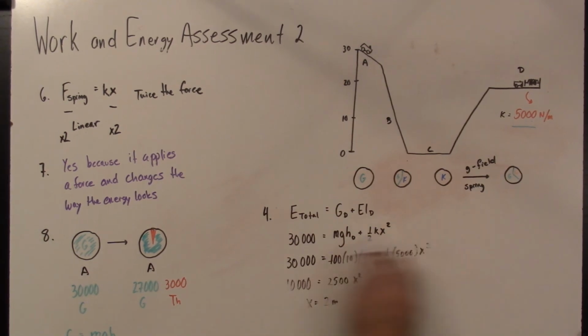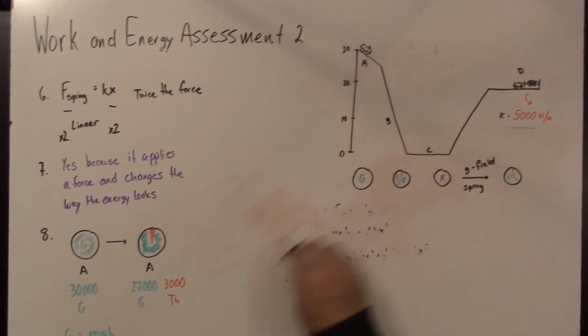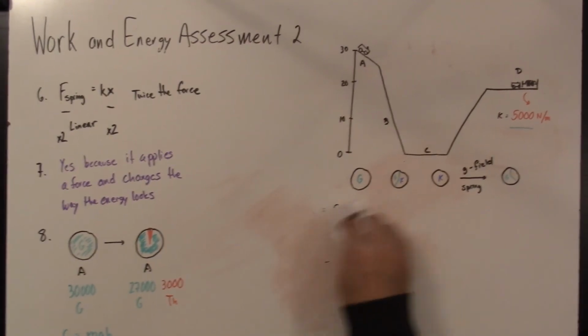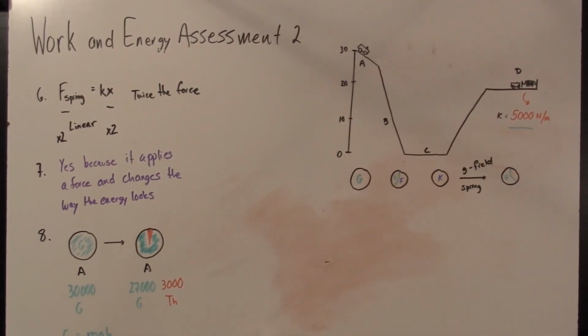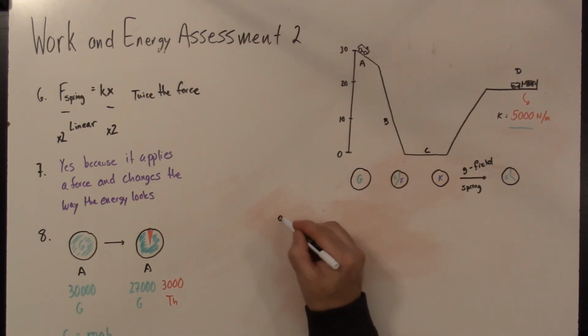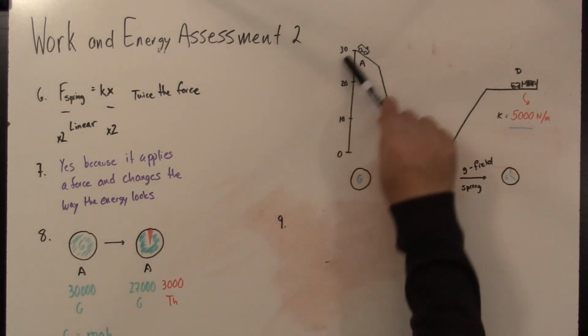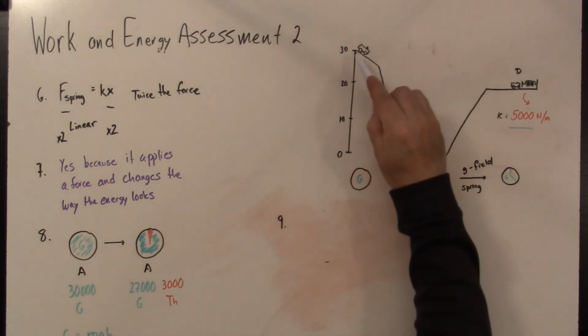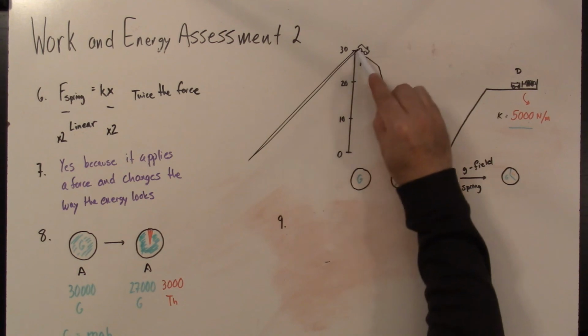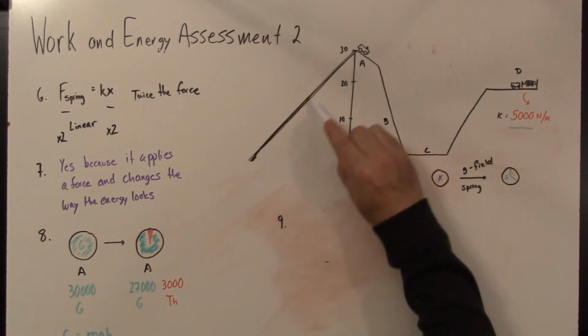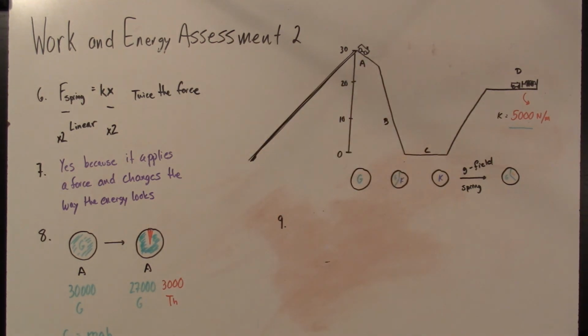Okay, there's one more. Number 9 says, how did it get here? It got pulled up, let's say, by some motor down here, right? It wants to know how much power output there was.